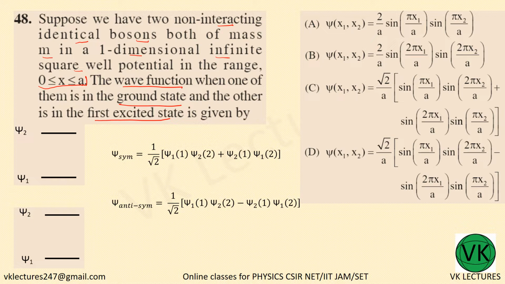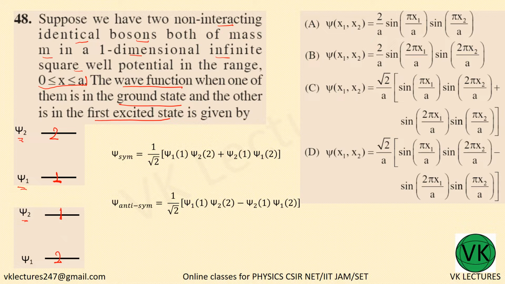Now see, this is the wave function of the first excited state, this is the ground state. Now what are the possible ways? Either the first particle is in the ground state and the second particle in the first excited state, or the first excited state is having the second particle and the ground state is having the first particle. So these are the only possibilities.